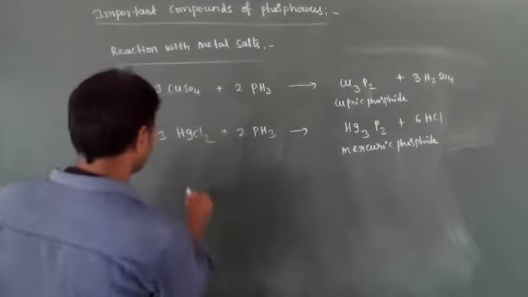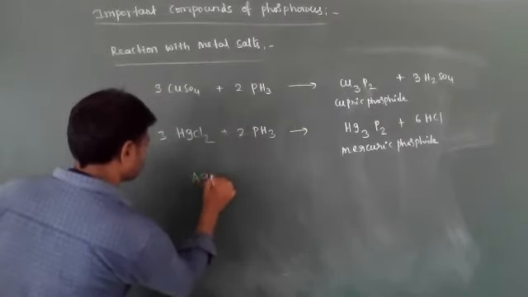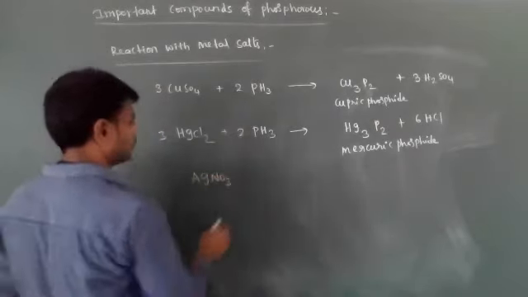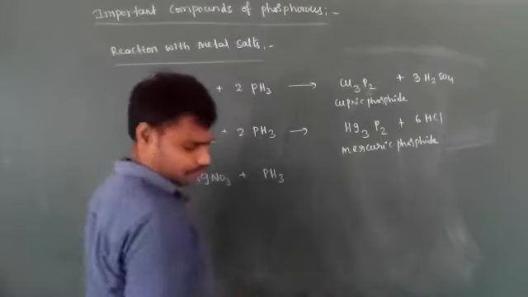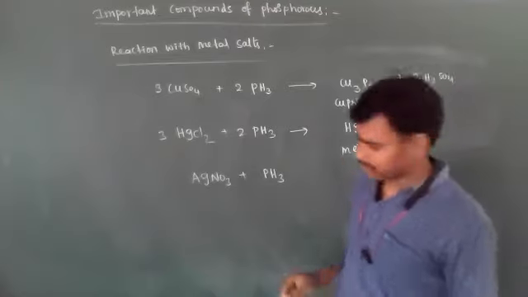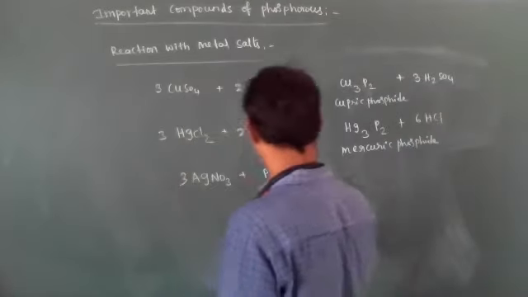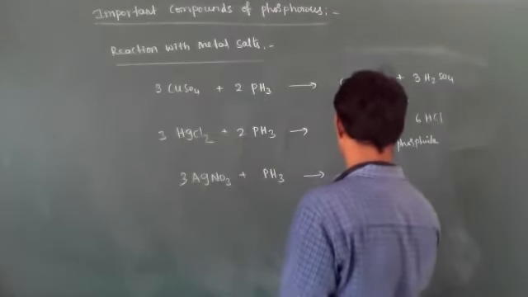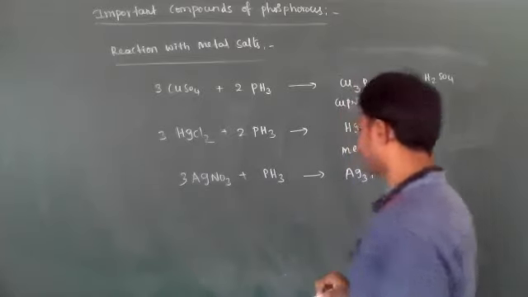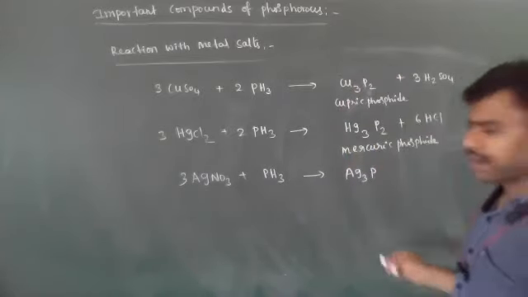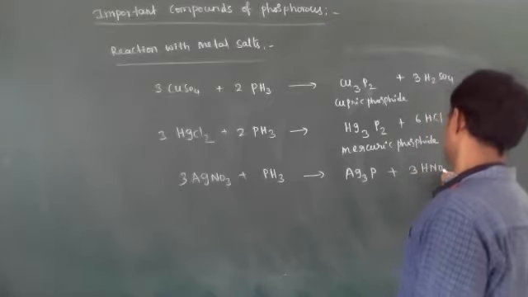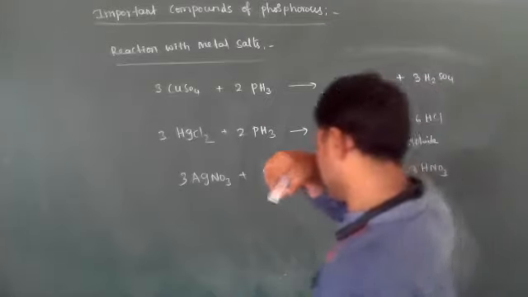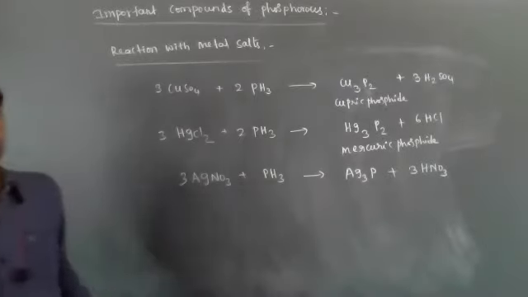Whenever it reacts with silver nitrate, AgNO3 reacts with PH3, forms silver phosphide Ag3P plus 3 moles of HNO3. 3 moles of HNO3, nitric acid, will form.